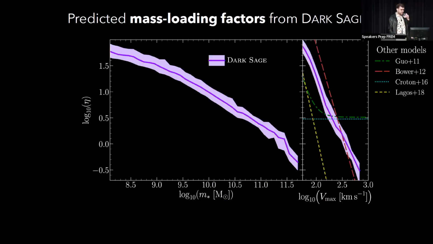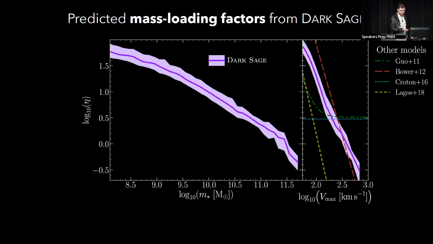Cool, okay, so what can DarkStage predict that other semi-analytic models can't? Mass loading factors is 1. The entire way that feedback is done is all just energy conservation, right? It's literally just equations derived from energy conservation. There's no explicit input about how mass should load. It's predicted in the model.